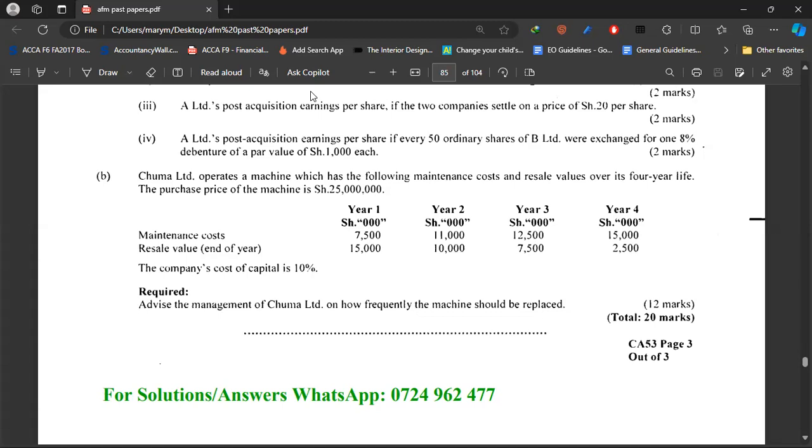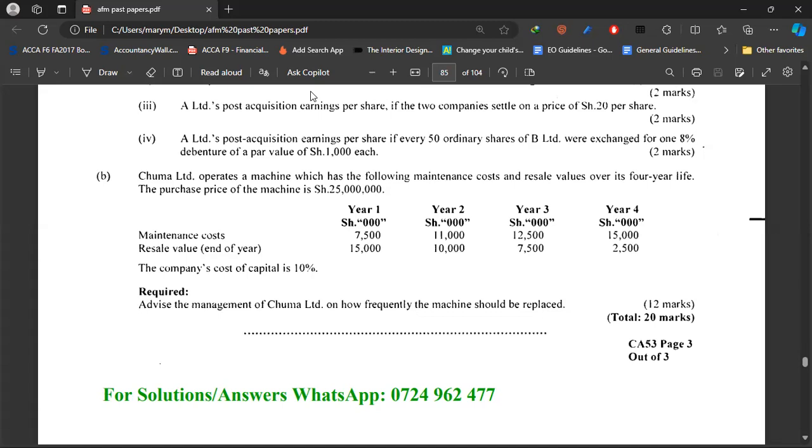Now, Chuma Limited operates a machine which has the following maintenance cost and resale values over its 4-year life. The purchase price of the machine is estimated to be 25 million. We are given year 1 to year 4, with maintenance cost for all the respective 4 years. We have the resale value at the end of each year, and the company's cost of capital is 10%. The examiner is asking something very simple here.